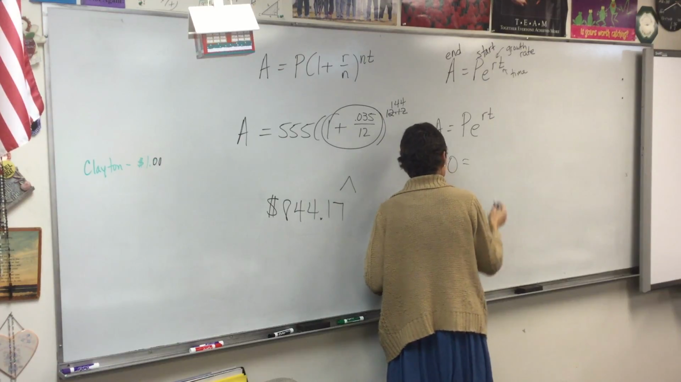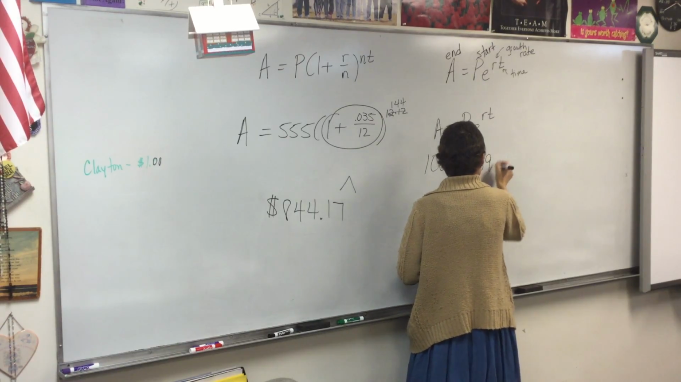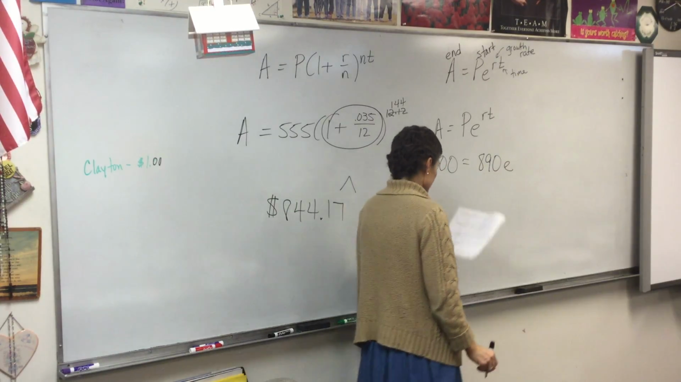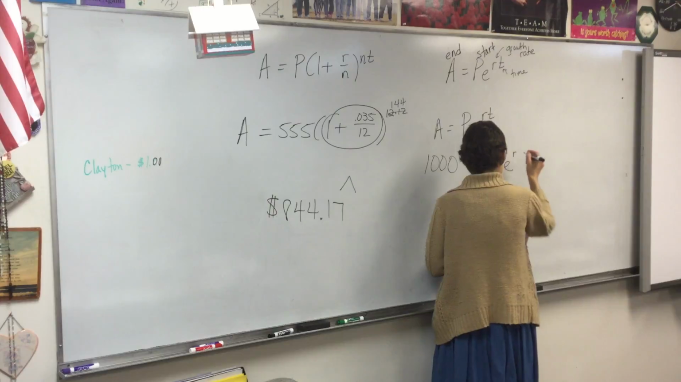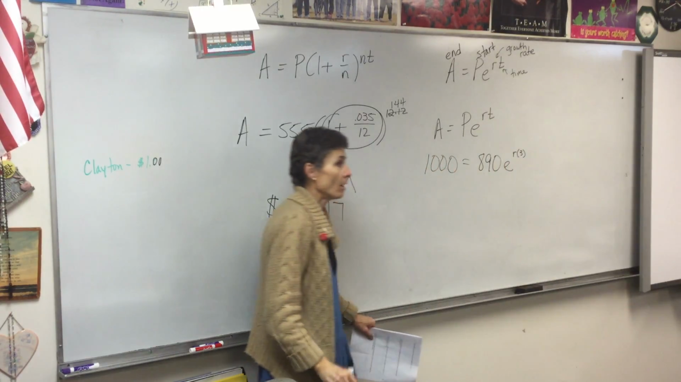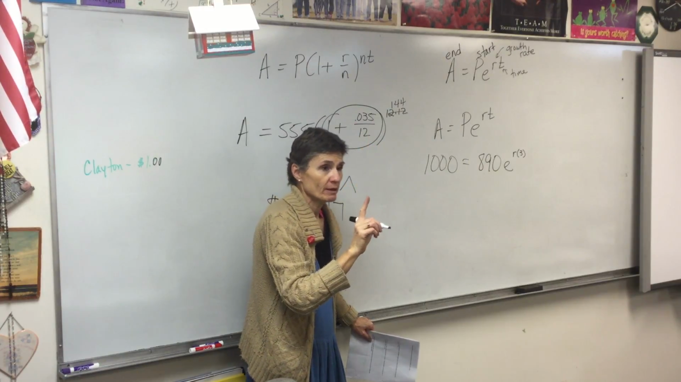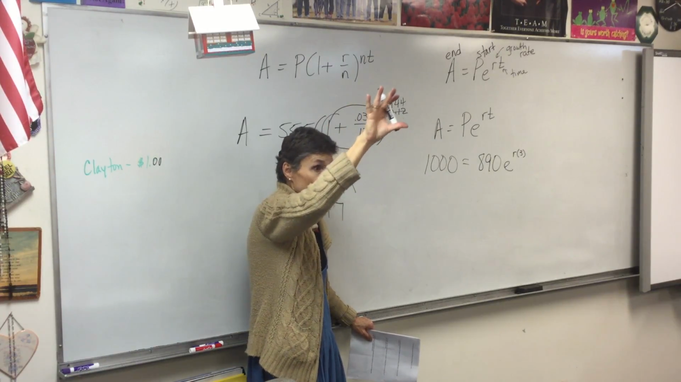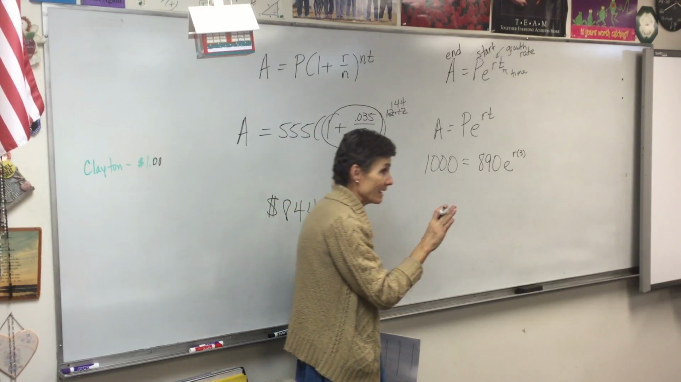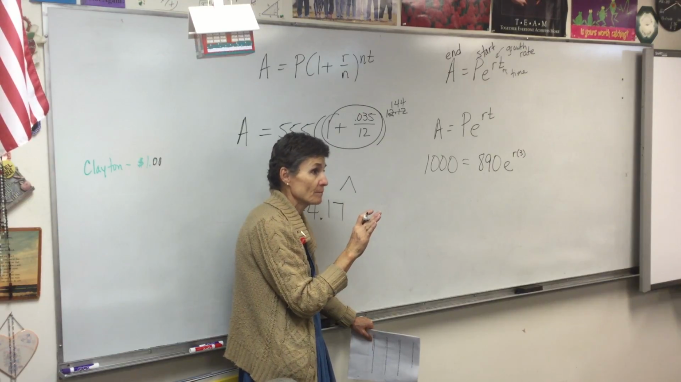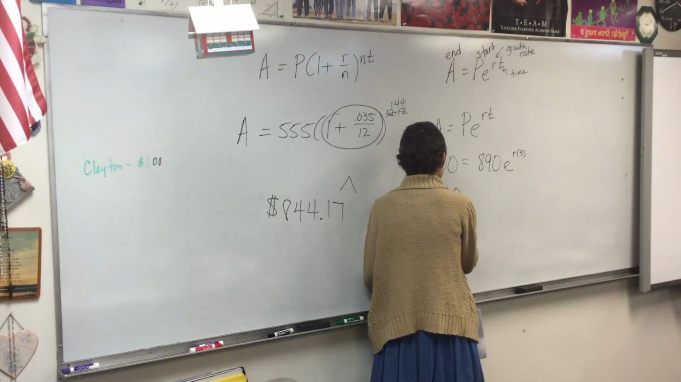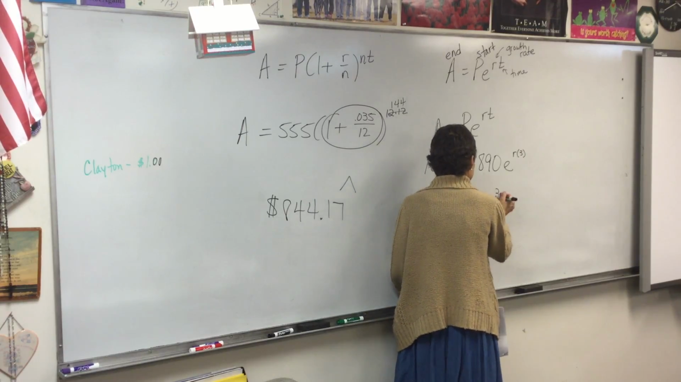1,000 equals 890 E. Don't put anything in for E. Easy. Oh, R, I don't know. But 3. Uh-oh, stop and look. Where's my variable? Exponent. So I know at some point I'm going to need logarithms, but not yet. What do I have to do first? Divide. So I'm going to have 1,000 divided by 890 equals E to the 3R.